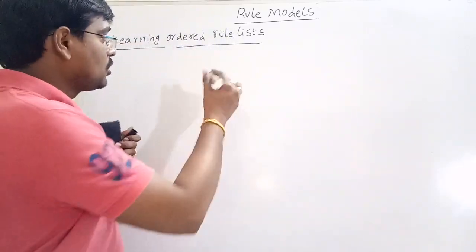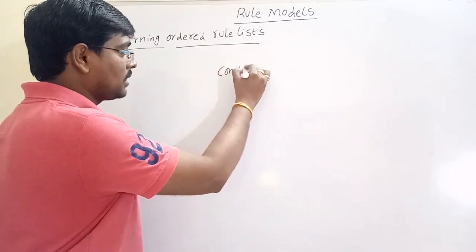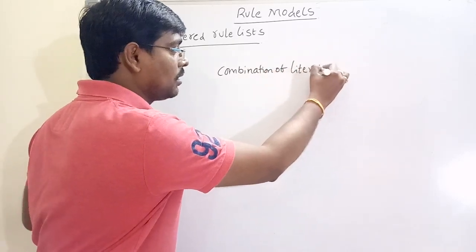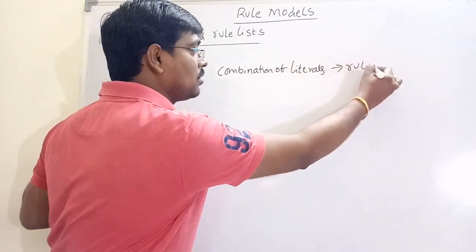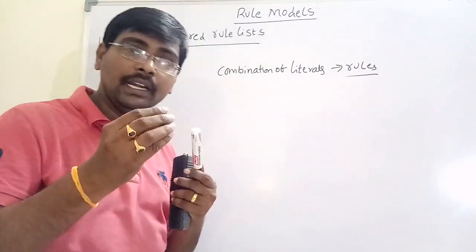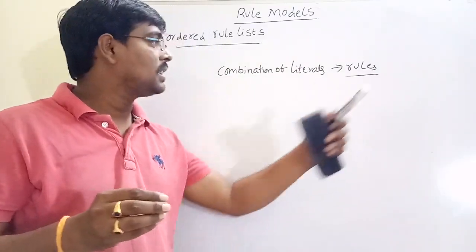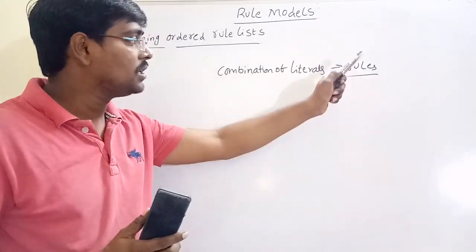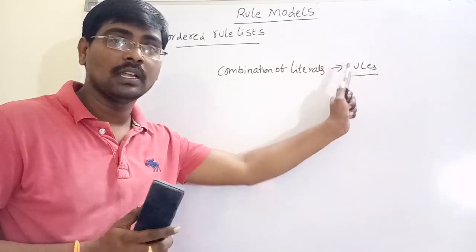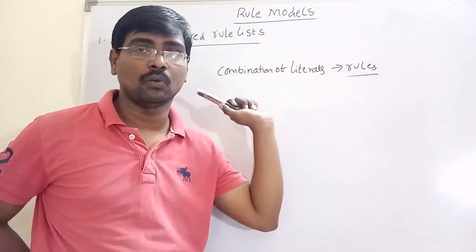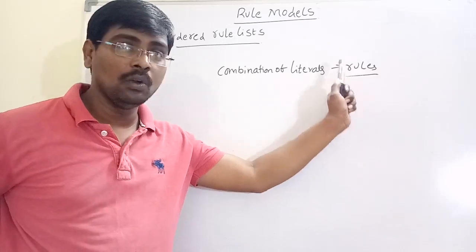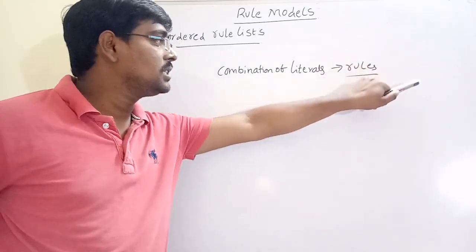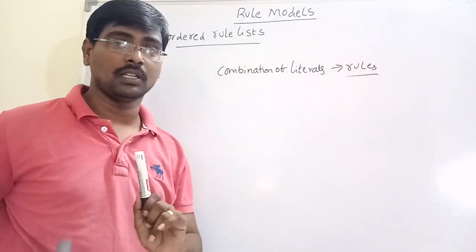One is first to create a combination of letters. What is it called? A combination of letters is called a rule. Now identify the set of instances that satisfies the rules. From the original data set, identify the set of instances that satisfies the rules and assign a class label for that rule. That is, first we are creating the rule. Based on the instances, we are creating a label for the class. This is the same approach we used in decision trees.